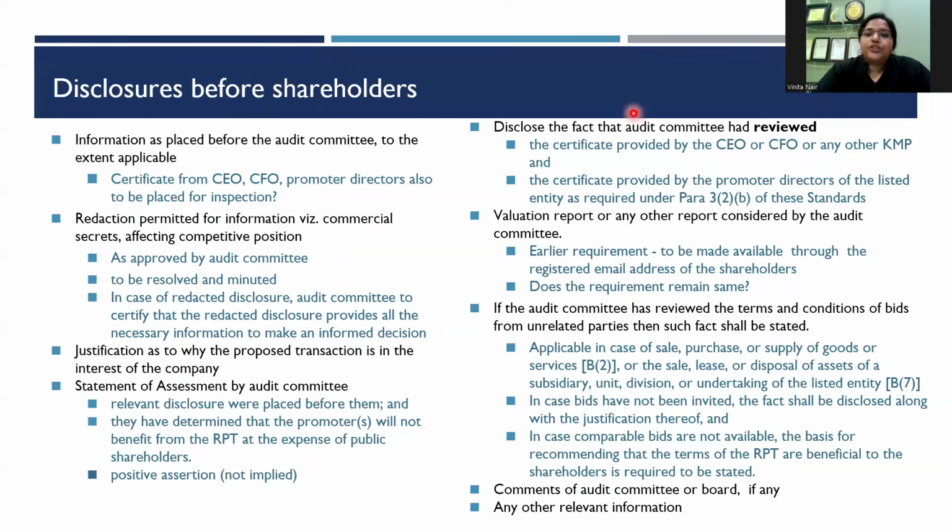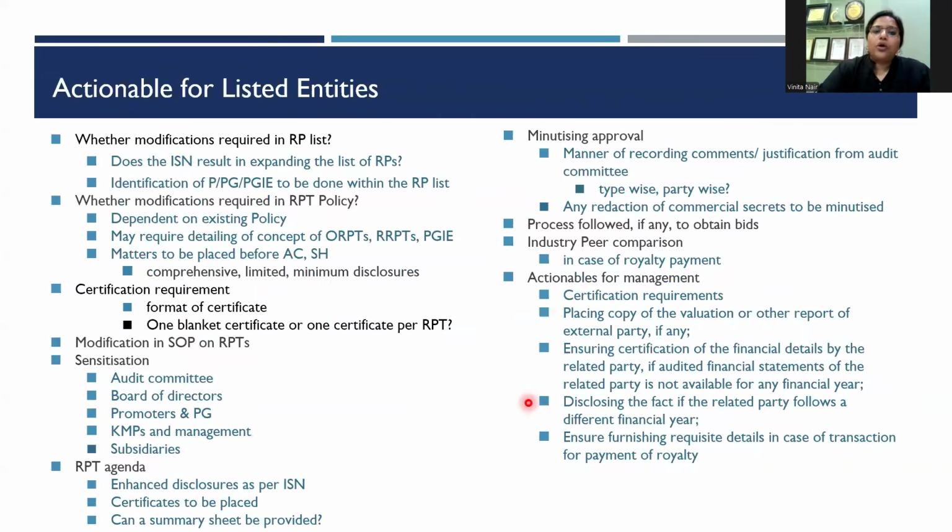They also need to disclose that they have reviewed. It's not just noting, they have reviewed the certificates which were given by the KMP and also what was provided by the promoter directors. They have considered the valuation report and they have given the requisite comments. So there is now an enhanced disclosure requirement which will come from the audit committee. Apart from the basic data requirements, which will now form part of the explanatory statement while taking the material RPTs for shareholders' approval. So therefore, all in all, there are a lot of actionables that come for the listed companies.